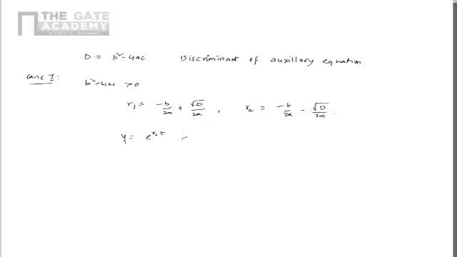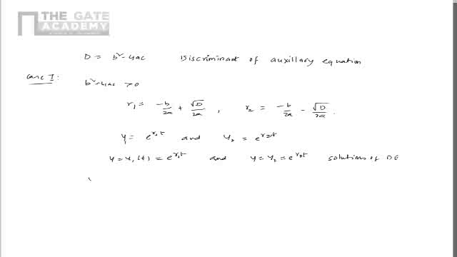one solution, and you have the second solution y2. So y is y1 equal to e power r1t, and y is equal to y2 equal to e power r2t. So these are your solutions of the second order differential equation.